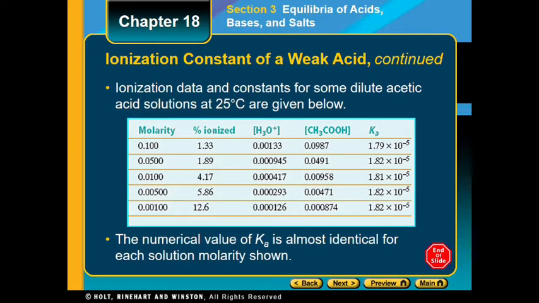This data, and you don't have to write down this data, it's more important that you understand what it is that you're looking at. Notice that we have different molarities, the percent ionization that you have going on with your acetic acid, and it gives you the Ka, or the acid ionization constant, and it is relatively constant for the set of data that we're looking at here, and this would be for your acetic acid.